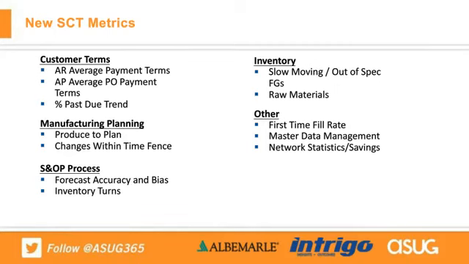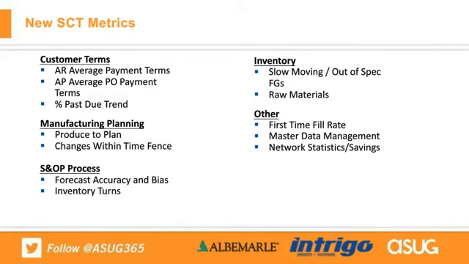So that's customer terms. We've created a new metric called produce to plan. So every week a plant says, here are the tasks that we're going to make in every unit, and we report to everyone how well we did on that.